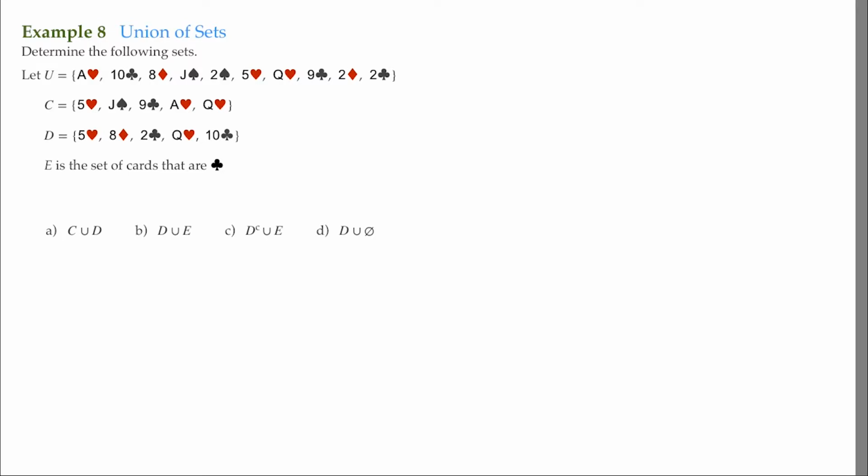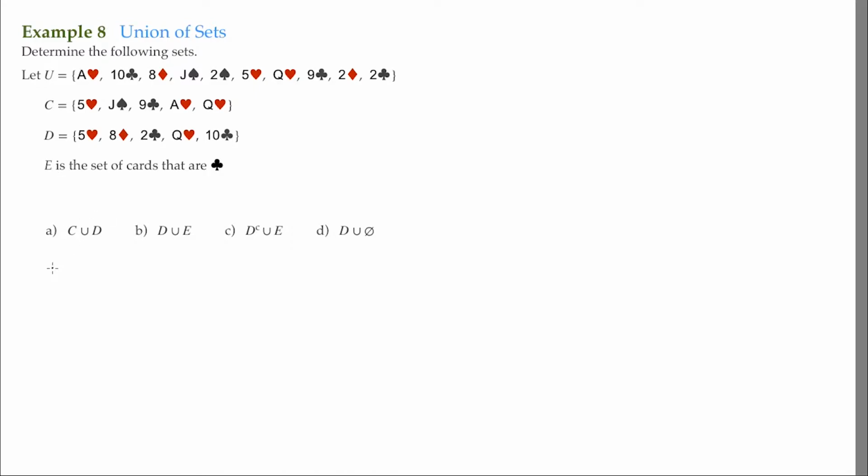Now, the union of sets is a set that lists all the distinct elements of one set along with all the distinct elements of another set. So here we have, again, a universal set, U. This is a general set that lists all the elements under discussion. And of course, we have these playing cards again. And then we have these subsets, set C, set D, and set E. What we're going to do is the union of these.